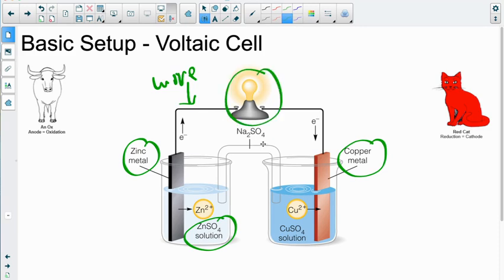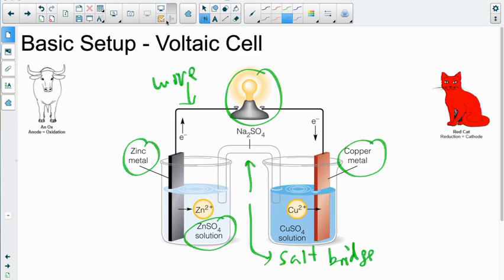In this case, we have a light bulb, and that's showing you that there's electricity flowing. Obviously, electricity is just flow of electrons. And the 2 beakers here are connected with something called a salt bridge. Now, the salt bridge is a tube, or you can use a filter paper if you're doing this as a lab. And the salt bridge essentially completes the circuit.